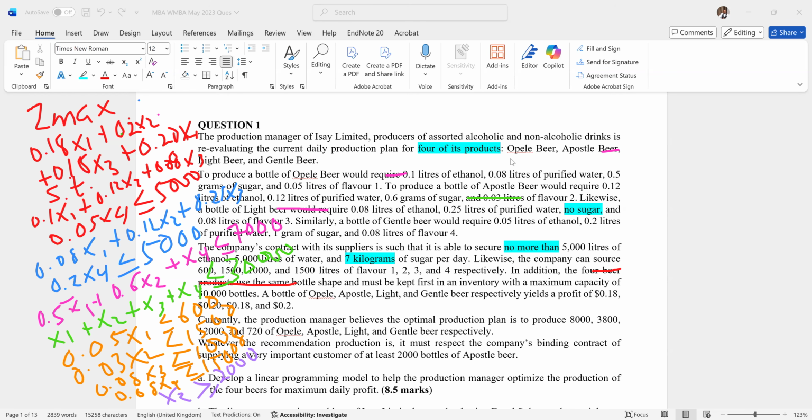Okay. So for this very question, what is so beautiful is that it's not all the constraints that will come in the formulation, but we'll still add this one. The manager believes that the optimal production plan is to produce 8,000, 3,800, and so on, respectively. Those are the things to produce.